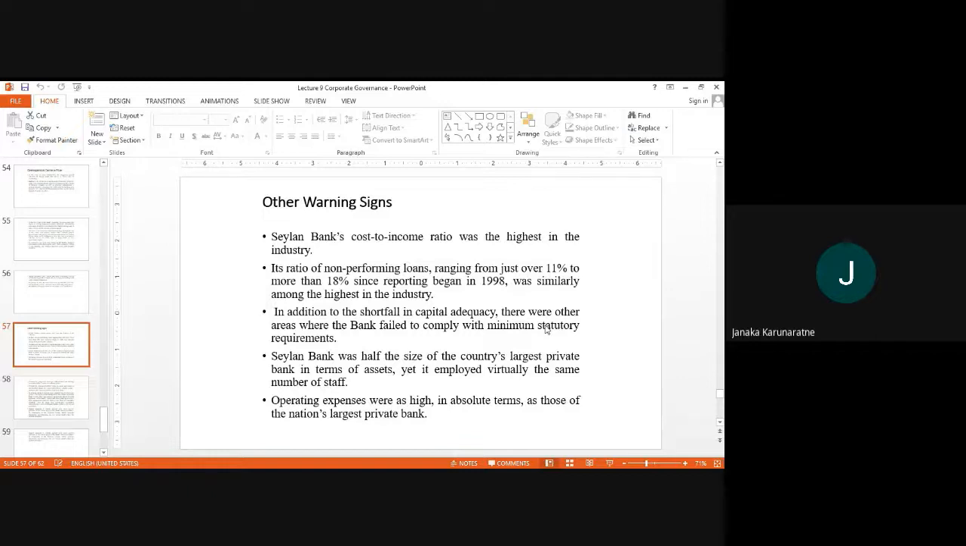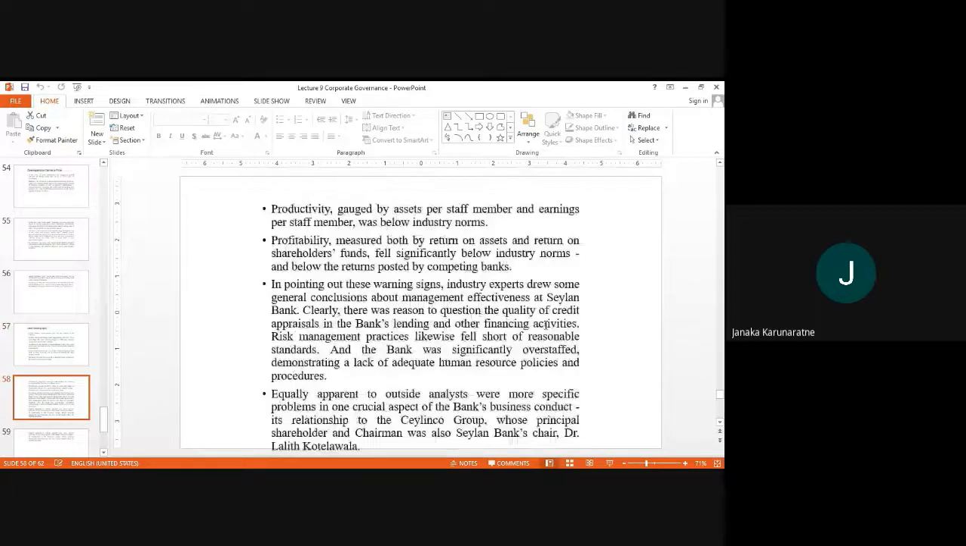Operating expenses are very high in absolute terms, as high as those of the nation's large private bank. So the operational expenses are the same as the largest private bank, which has double the asset size. Productivity gauged by assets per staff member and earnings per staff member was below the industry. So all these indicators were below the industry. So clear indication of improper governance.